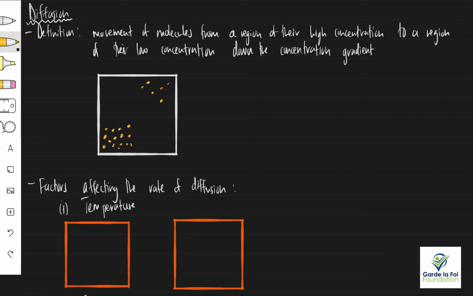So first of all, we have to know what diffusion is. Diffusion is defined as the movement of molecules from a region of high concentration to a region of low concentration, down the concentration gradient.